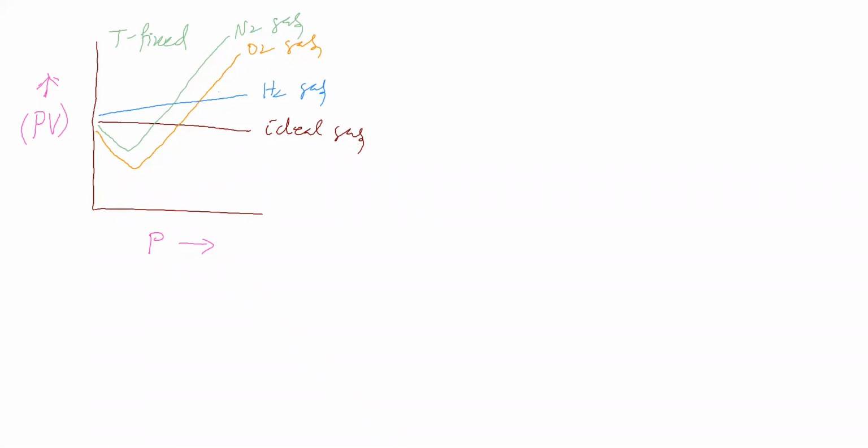Next we will take some other gas, carbon dioxide gas. This is the graph for carbon dioxide gas. So we can get an idea that carbon dioxide shows a negative deviation here, and a positive deviation here.